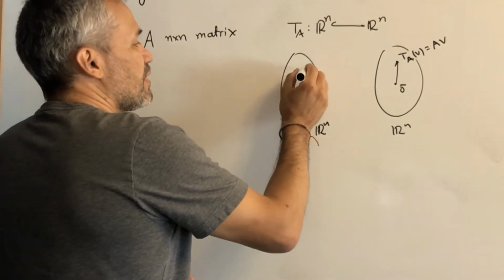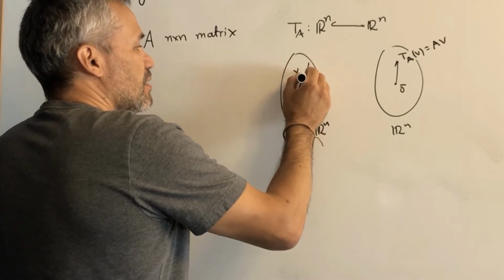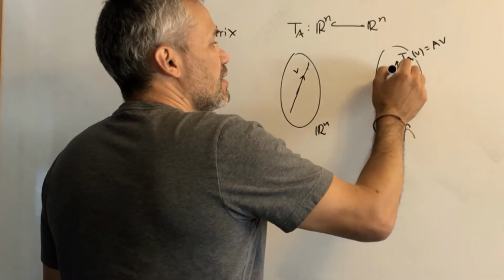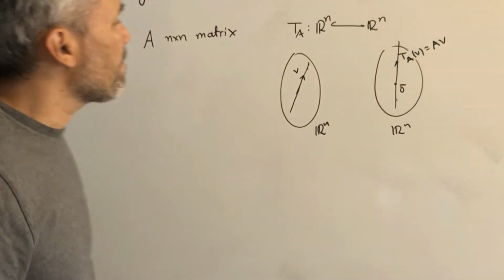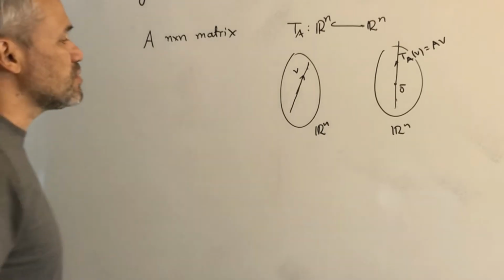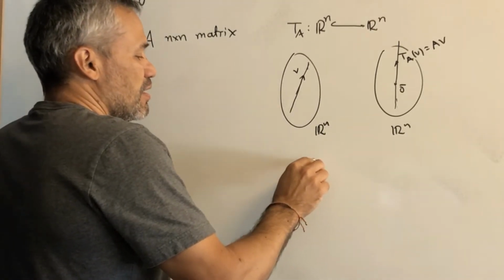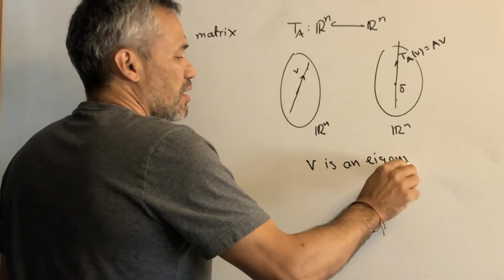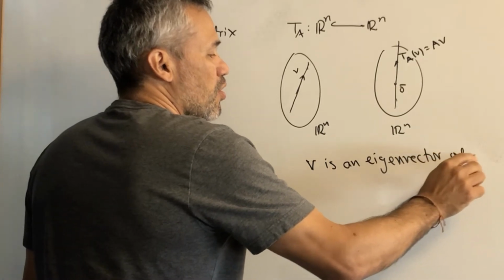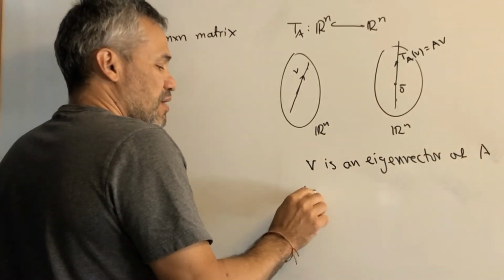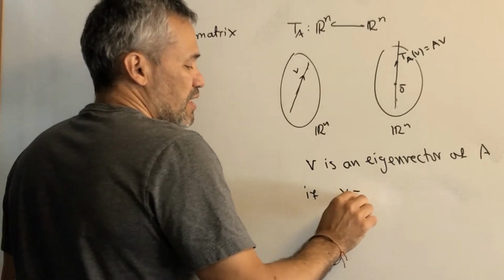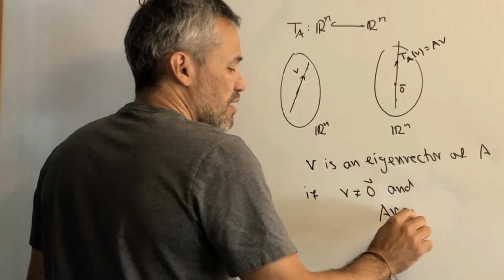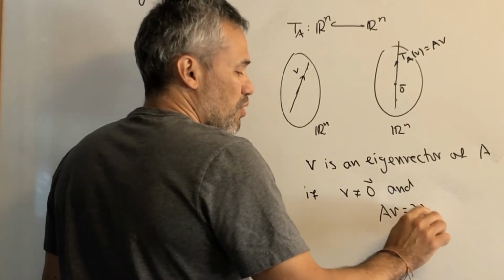Moreover, if we have a line in the domain, this line will go either to a line or it will go to the point 0. Then we're going to say that v is an eigenvector of A if, first of all, v is not the zero vector and Av is just a multiple of v.